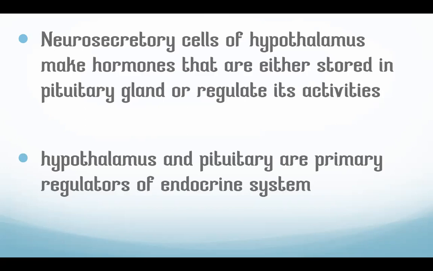A lot of hormones are called antagonistic, meaning you've got one hormone that does one thing and another hormone that does the opposite. Insulin and glucagon are a great example of that, but we'll get to that in time. So the hypothalamus combined with the pituitary are the primary regulators of the endocrine system.